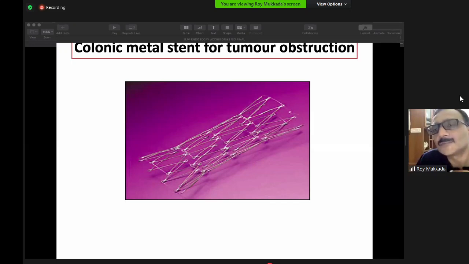Or any tumor growth causing fistula spread. For a fistula it may not be useful because it's not a covered stent. This is an uncovered stent, basically to prevent obstruction. Suppose the surgeon says that you cannot do a colostomy because the patient is very sick. So immediately you have to relieve the obstruction. That is one condition wherein you can put in a colonic metal stent.